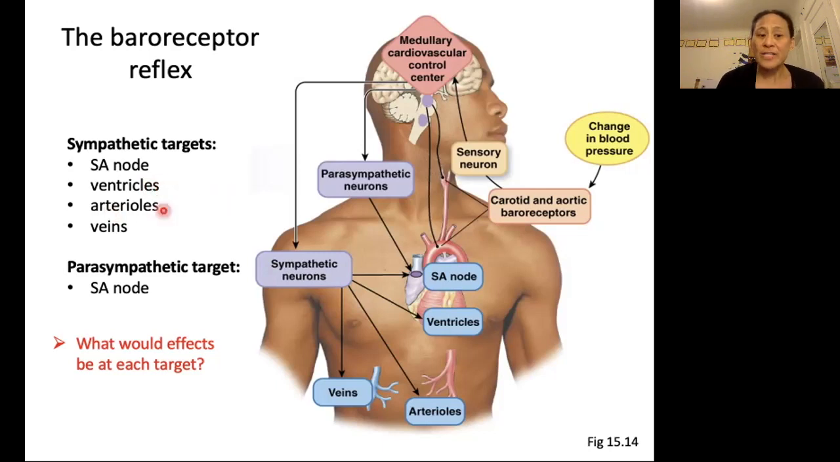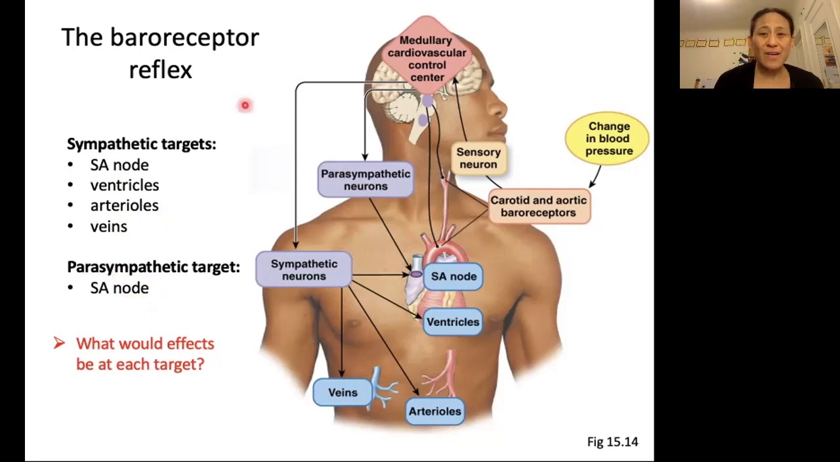At the arterioles, we can vasoconstrict, or we can lighten up our signal to vasoconstrict, so allow those to dilate. And then same with the veins. We're going to constrict or dilate the veins. Looking at our parasympathetic target, we just have that one target, the SA node. And again, as we already discussed, the SA node is going to be responsible for governing the heart rate.